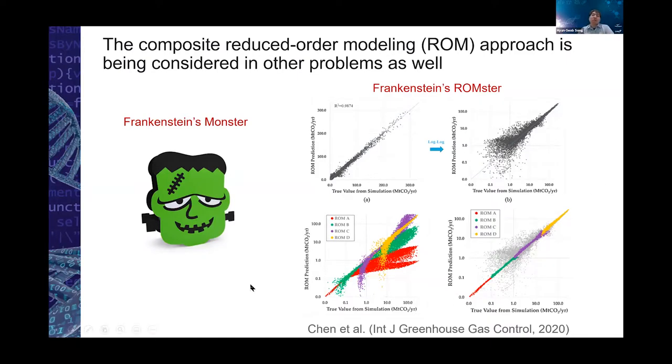They called this a Frankenstein's ROMster model. ROM represents reduced order modeling, similar to Frankenstein's monster, ROMster. It's fun.